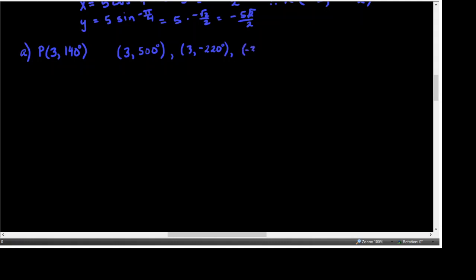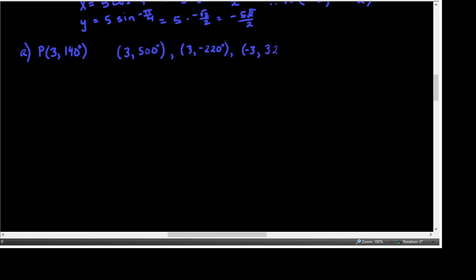And the negative r means that you go backwards, not along the ray that was given, but the one that's in the quadrant across from it. So like if this one is in quadrant 2, then I'm going to use a quadrant 4 angle that's 180 degrees away from this one, and use the negative r. So changing it to negative r, negative 3, I can add 180, and what would I get? 140 plus 180, it would be 320 degrees.